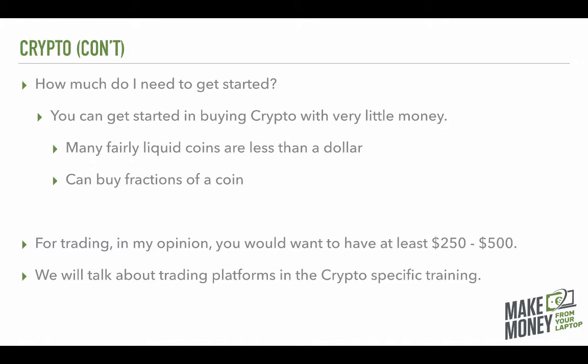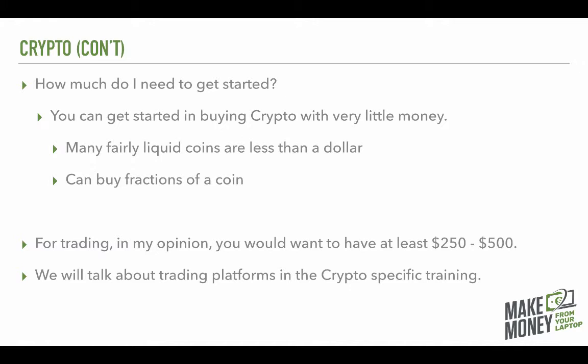What's the upside to them? No one really knows at this point. Bottom line is you can get involved with a very small amount of money. You can actually even buy fractions of a coin. So you don't have to have $5,000 plus to buy a Bitcoin. You can buy a portion of Bitcoin for a small amount of money, $50, $100, whatever it might be.